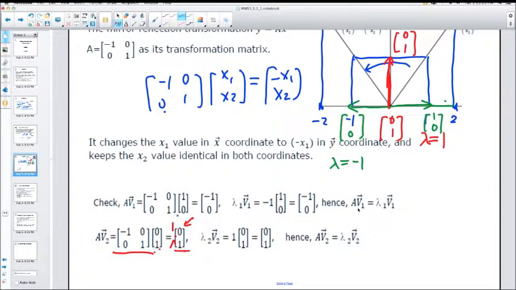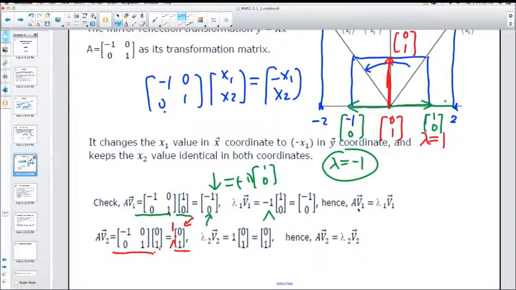I start from 1, 0. I multiply by A. So negative 1 times 1 is negative 1, and 0 times 1 is 0, 1 times 0 is 0. So you get the opposite direction, negative 1, 0. And the negative 1, 0, you can rewrite by putting the negative out, 1, 0. Basically it equals negative 1 times itself. This simply tells you the eigenvalue is negative 1.